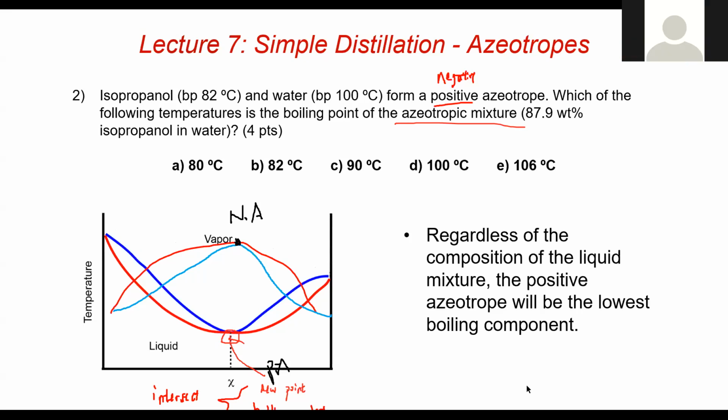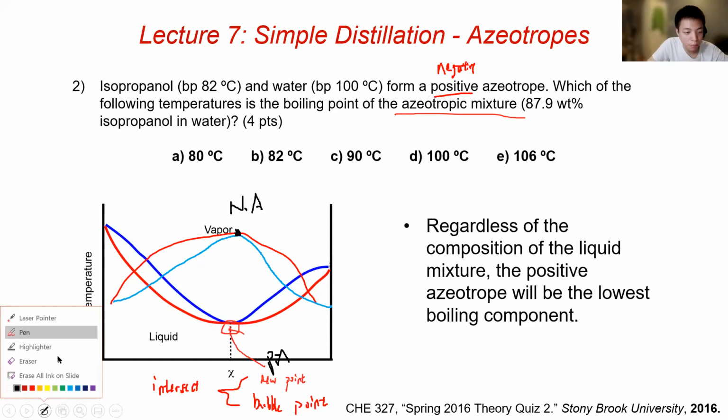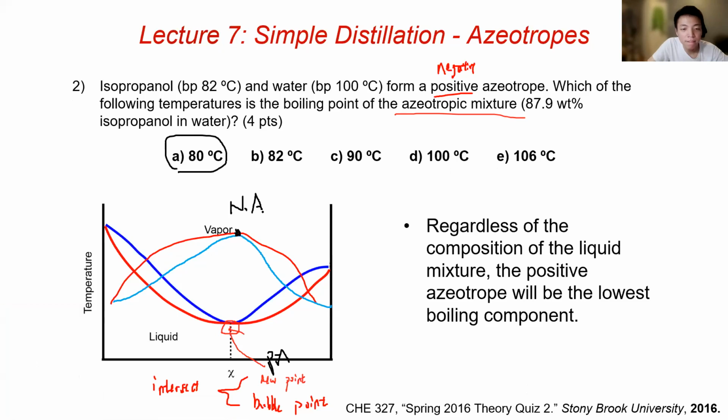Well, it tells you the boiling point in the question. So the positive one is the one with the lower boiling point, and the negative one is the one with the highest boiling point. Assume that is the lowest, then yes, pick 80 if that one's the lowest. But if that one's 82, then you pick 82.